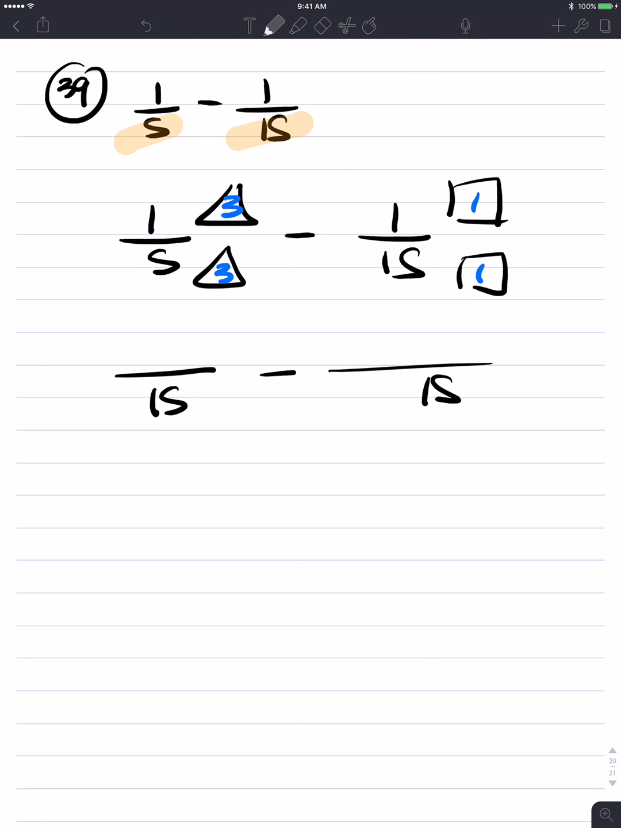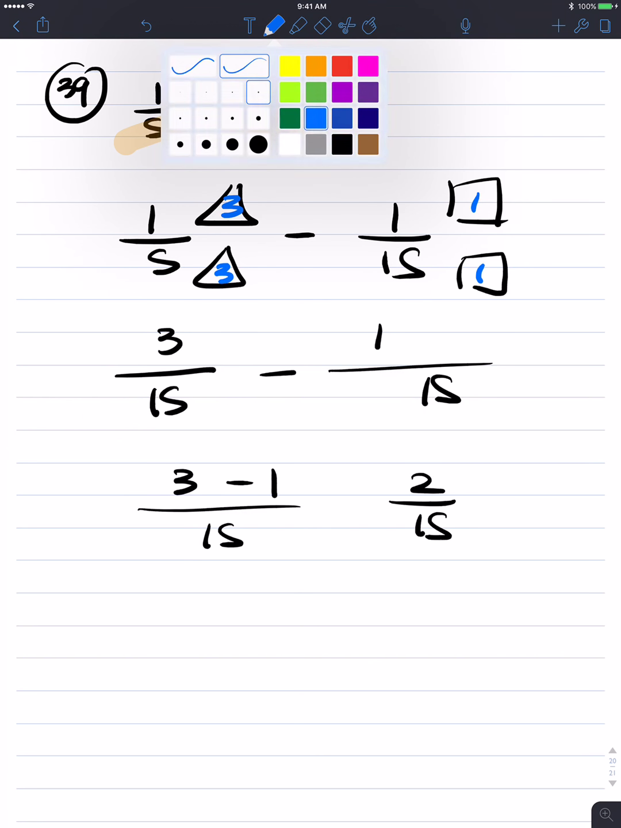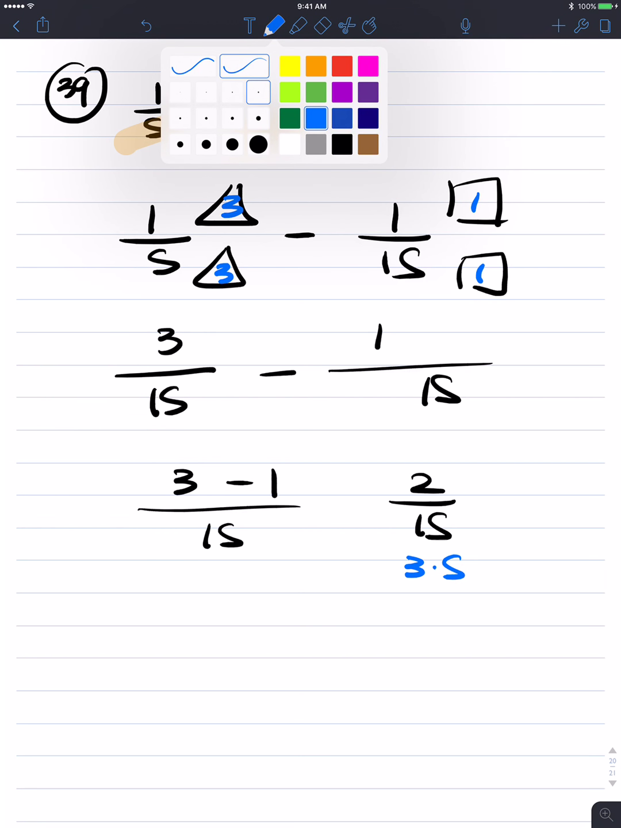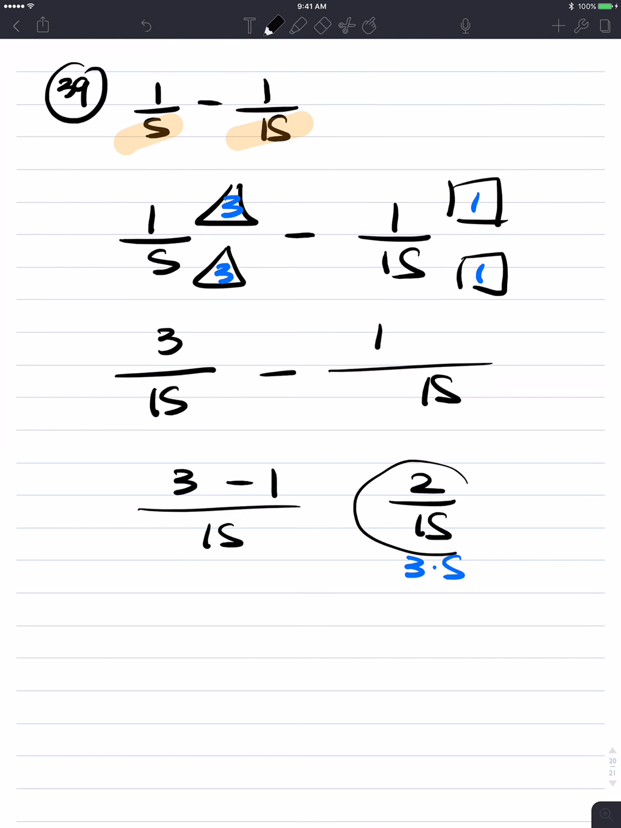15 times 1 is 15. 1 goes in our squares. We end up with 3 and 1. Now, 3 minus 1 over 15 we find is 2 over 15. Notice 15 can be broken down as 3 times 5, and that does not cancel with the 2. We are done. Final answer is 2 over 15.